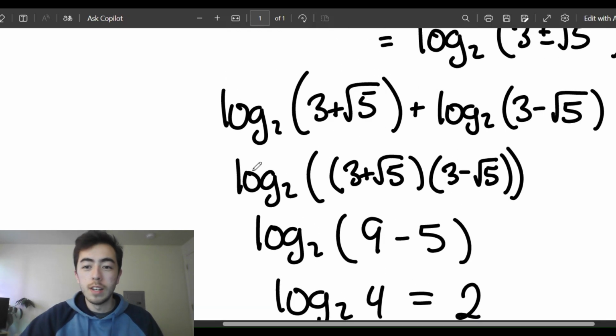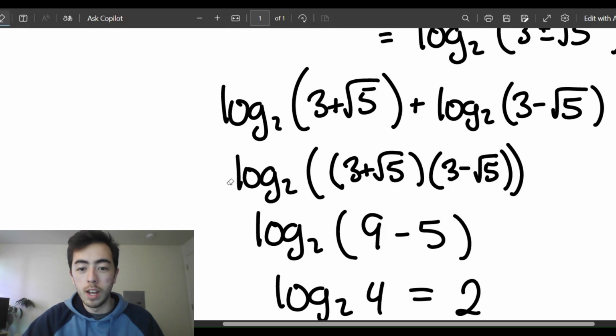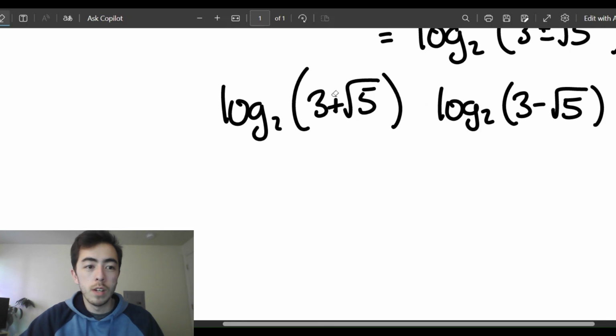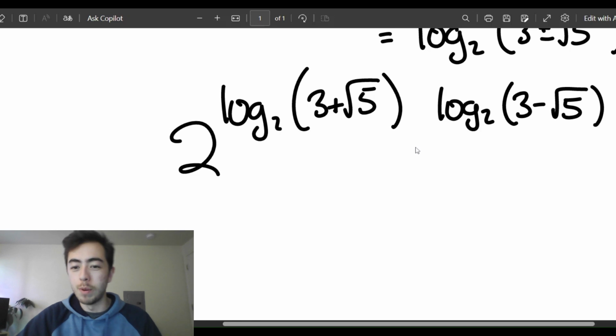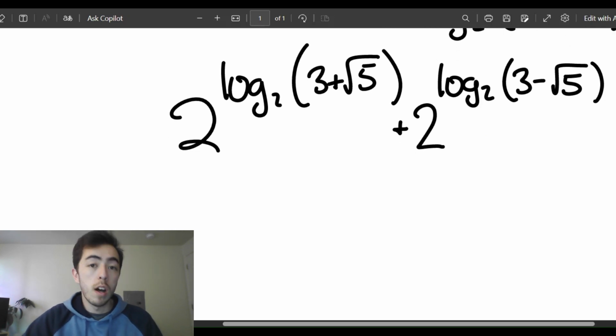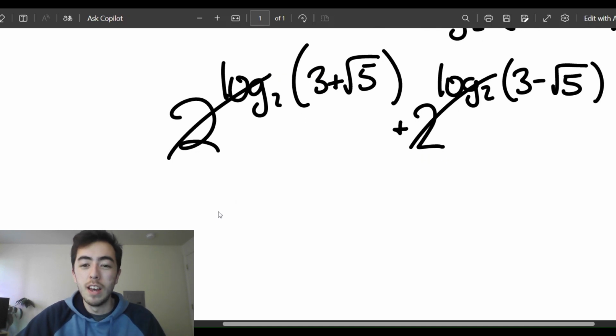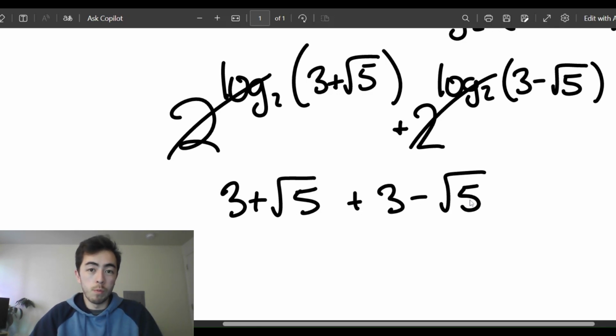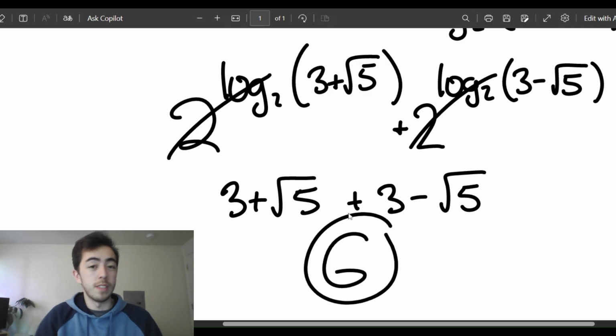And then secondly, if I try figuring out what happens when I plug into the second equation, all I really need to do is raise 2 to the power of both of these values, and then add it together like that, and I should get the number 6. Logs and exponents are opposites, so I can basically just cross off these, and I'll get 3 plus root 5 plus 3 minus root 5. And then those root 5s cancel, and I'm just left with 6.